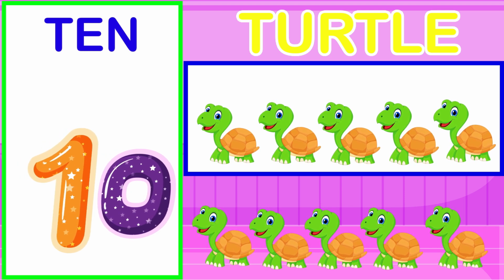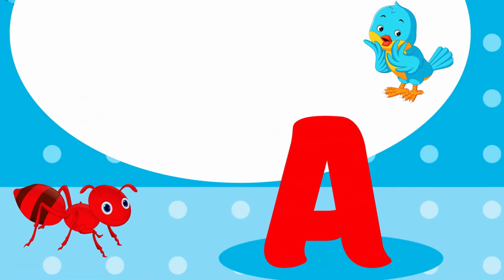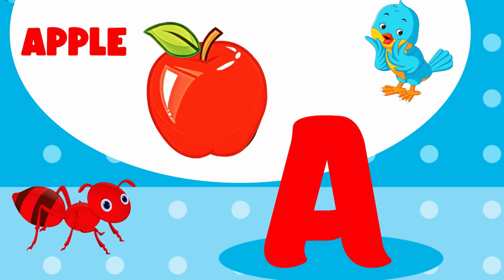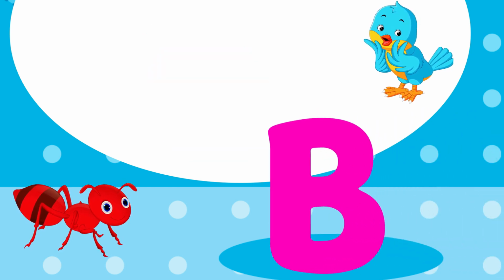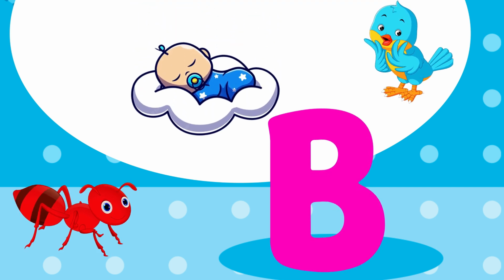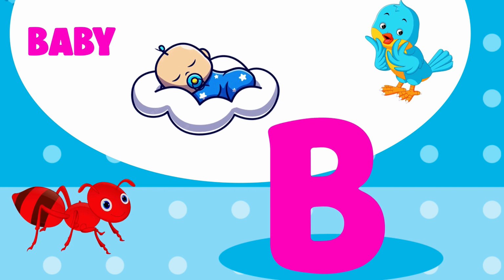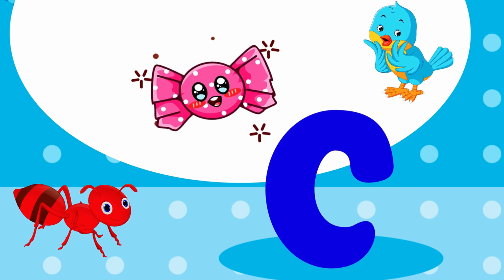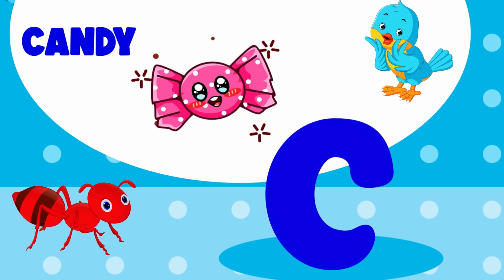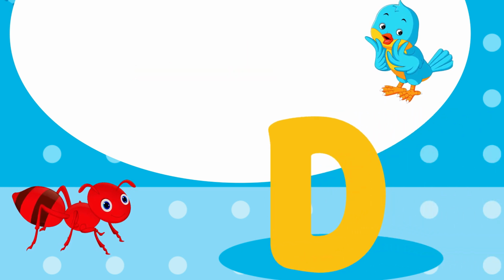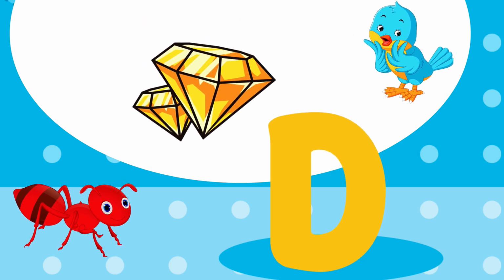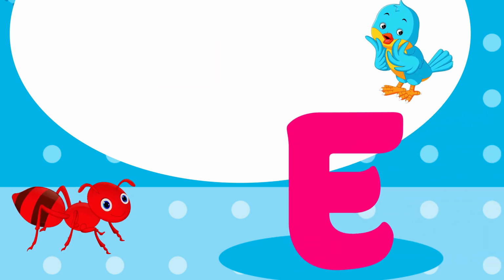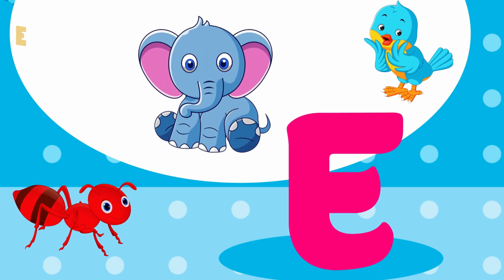Turtle. A is for apple. Apple. B is for baby. C is for candy. D is for diamond. E is for elephant. Elephant.